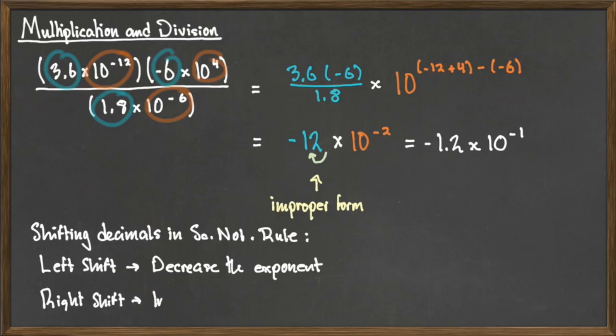Really quickly, a rule about shifting decimals in scientific notation goes as follows. A left shift gives me a decrease in the exponent, and a right shift gives me an increase in the exponent.